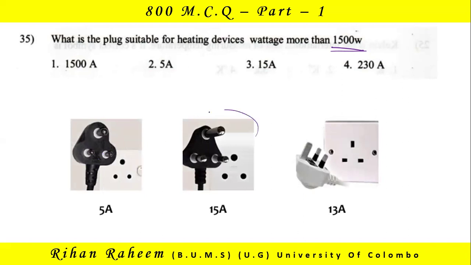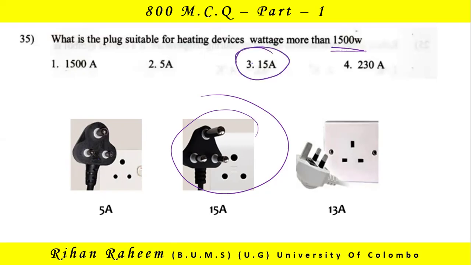The bigger ones, AC wires, we say wires, and the wires also should be thick. The plug point, that entry hole, the plug socket, we call it plug socket, that also should be thicker. Question number 35, the most suitable answer is the third one.